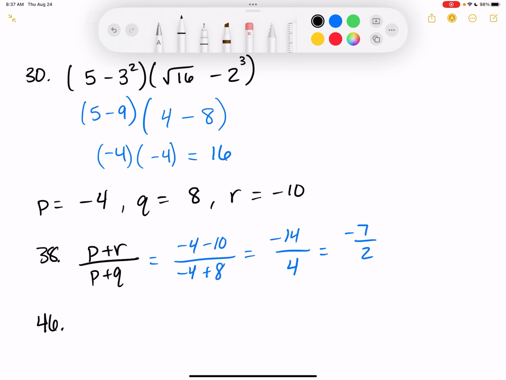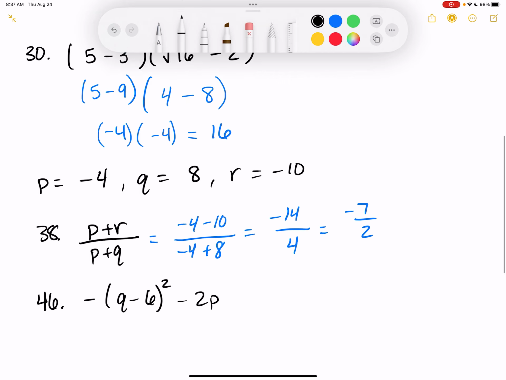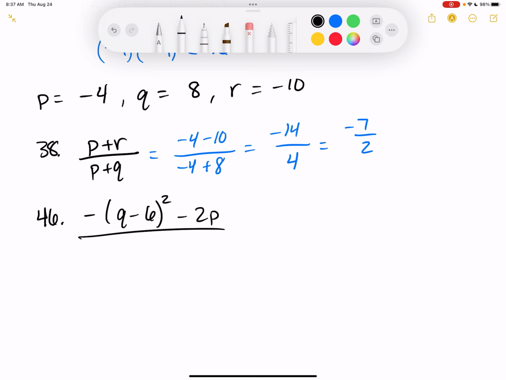For 46, I've got negative, and then parentheses, Q minus 6, close parentheses, squared, minus 2P over 4 minus P. So I would definitely plug in numbers first. Some people are like, oh, that's a special type on the top of factoring, I'm gonna FOIL it out, blah, blah, blah. Plug in numbers first because it's going to make your life way easier since there are numbers to plug in.